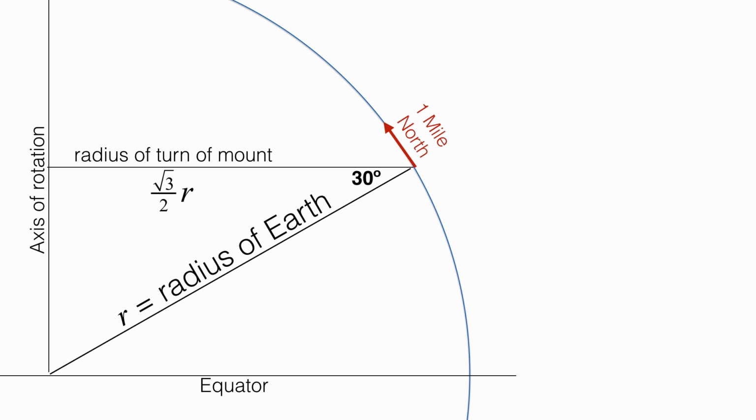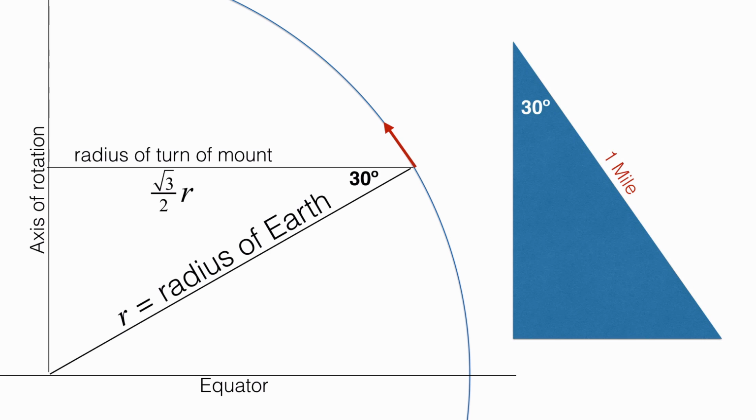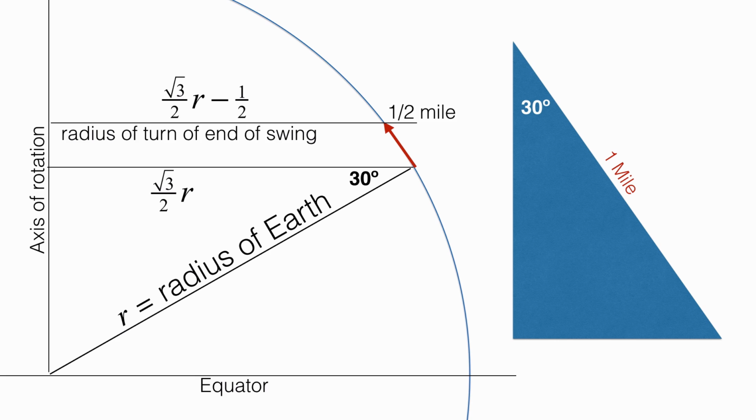Well, that's at a higher latitude, which is a shorter distance from the axis of the Earth. So let's figure out what that distance is. We construct a similar right triangle, another 30, 60, 90 right triangle, and the short leg is a half mile. It's always half of the hypotenuse. So that's that little overlapping region. So we just do simple subtraction: root 3 over 2 r minus 1/2.